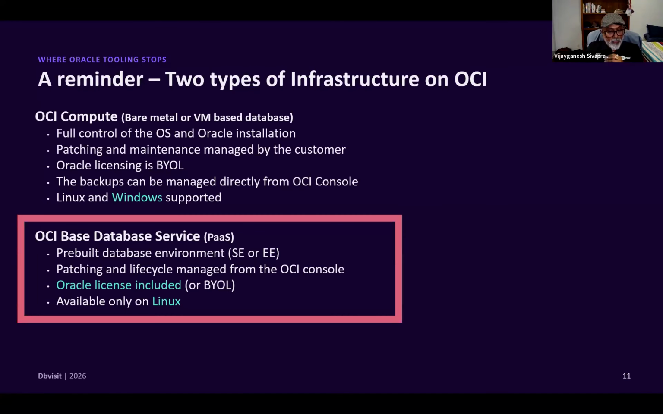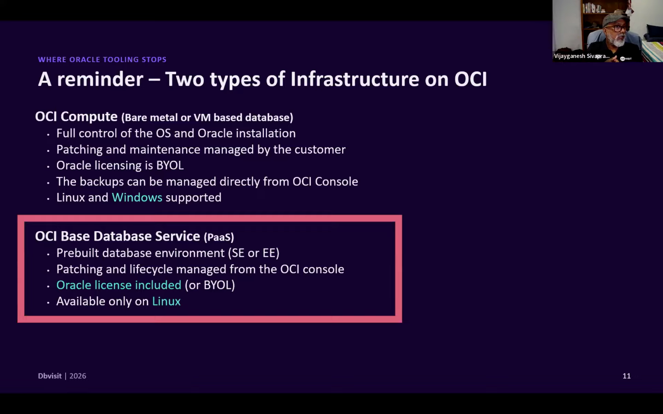Yeah, so when it comes to OCI, we have two different types of infrastructure. We are not talking about autonomous databases or Exadata services. We are talking about only OCI compute and OCI based database services. So when it comes to OCI compute, it's bare metal or VM-based database where you have full control of your OS and Oracle installation. So the Oracle installation is done by you, and patching and maintenance is managed by you, and Oracle licenses are bring your own license. There are options available with included license, but mostly it is bring your own license. The backups can be managed directly from the OCI console.